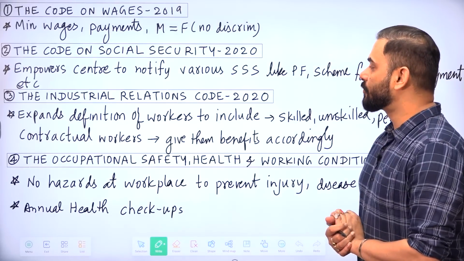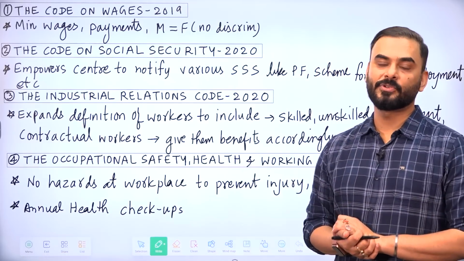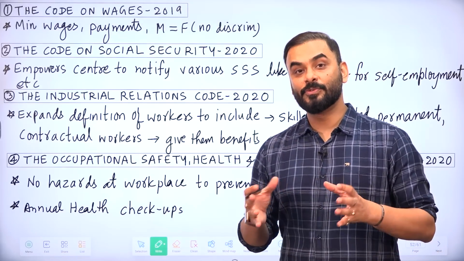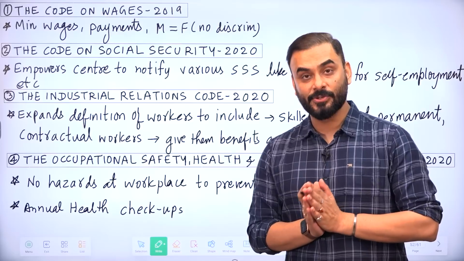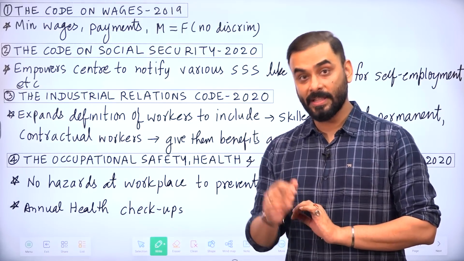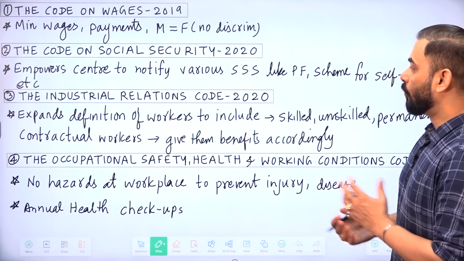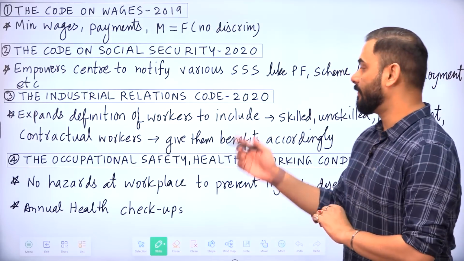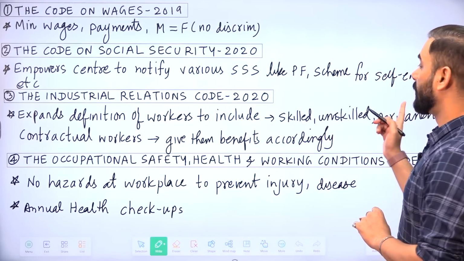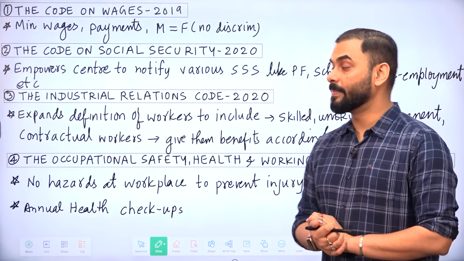The third is industrial relation code. So we have seen, guys, that many a times, for example, the companies would hire workers on casual basis or contract basis, and they are exploited. Their working hours are more and their payments are low. So this industrial relation code says clearly the definition of skilled, unskilled, permanent, contractual workers, and it also talks about how they should be compensated.